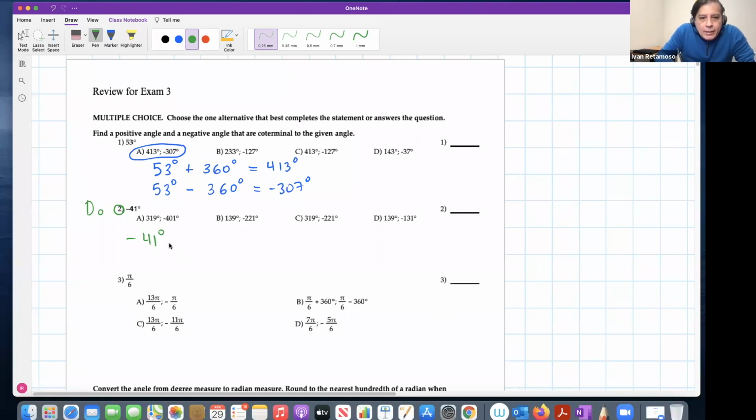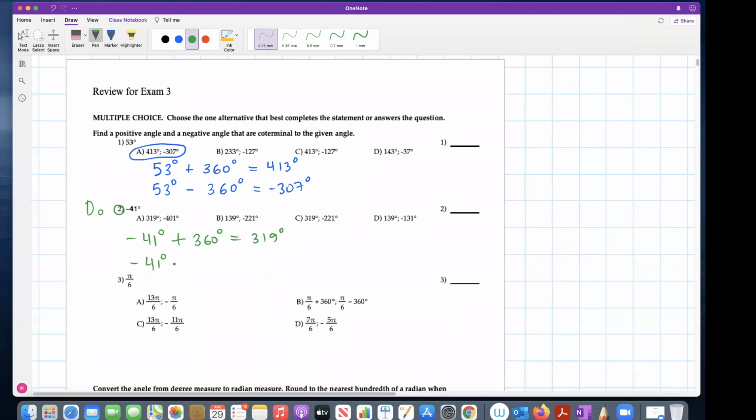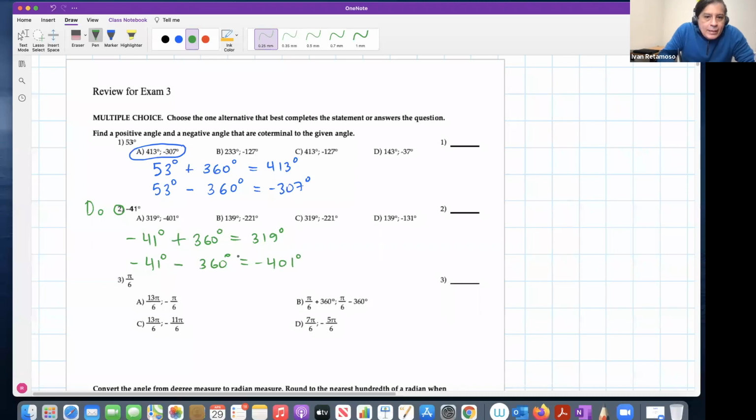Mamadou, if you don't mind, what did you do to get the positive coterminal angle? Oh, I just add 360. Excellent, and as a result, you should get this 319. And to get the negative angle, what do you do? Minus 360. Yeah, it's kind of clear, because if you add, you're going to keep getting positive coterminal angles without the negative one. So this is excellent.